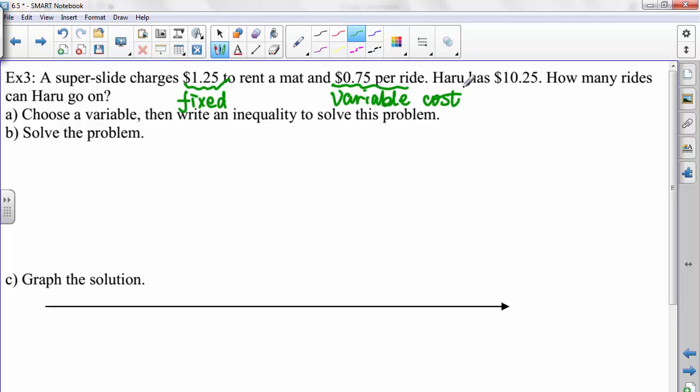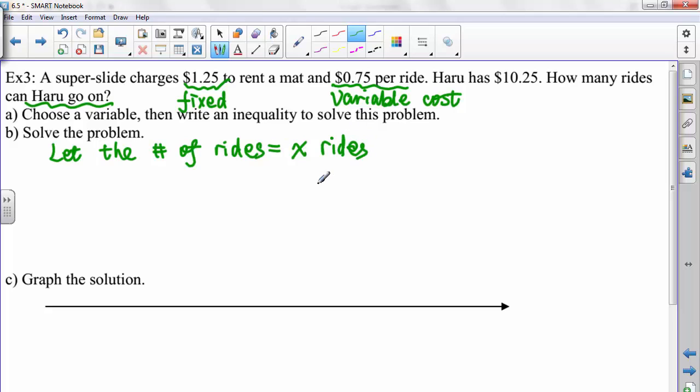Let's look at it: Haru has $10.25. How many rides can Haru go on? Let's choose a variable. Look at the question: they ask, how many rides can Haru go on? So I will let the number of rides that Haru can go on be x.